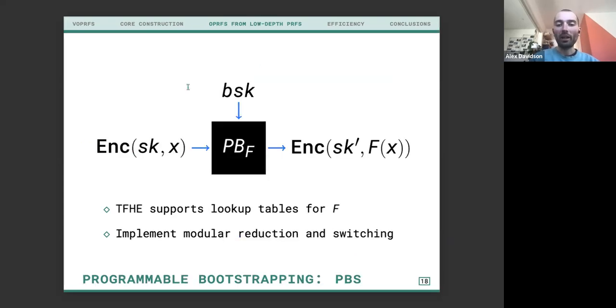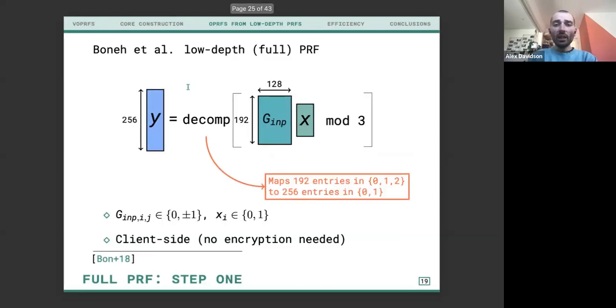Just to be concrete about the programmable bootstrapping function, we have an encryption of X under some secret key, and we have a bootstrapping key BSK. We input both of these things to this classic black box, and the output is an encryption under a potentially new secret key, SK prime. It could also be the same secret key if you do some clever key switching. But the encryption is actually a function of X rather than X itself, and this F is some generic function that you implement in the programmable bootstrapping. Here I'm going to use the acronym PBS to refer to this operation, and we specifically use it to perform modular reduction and switching. So that was a weak PRF.